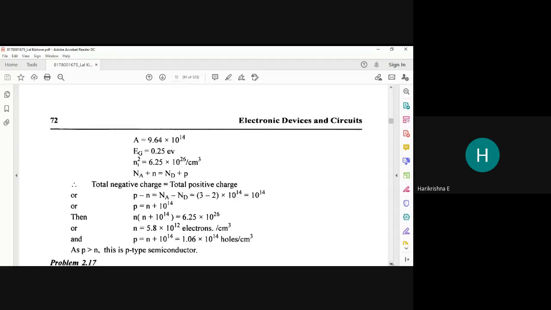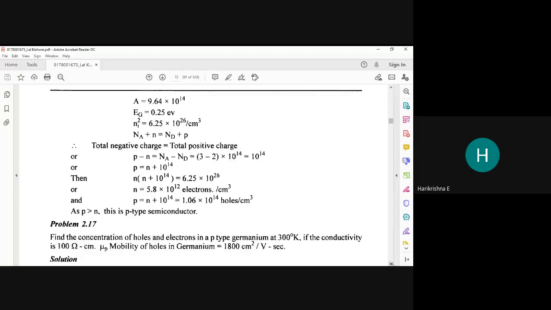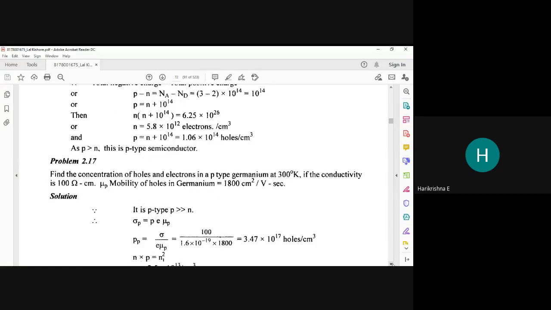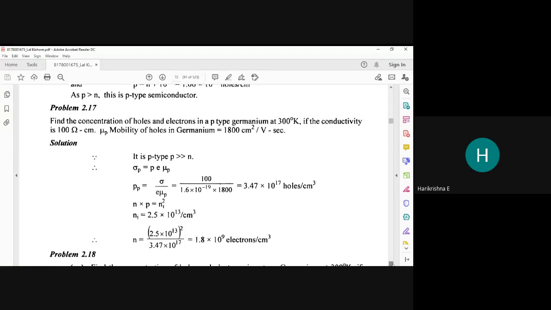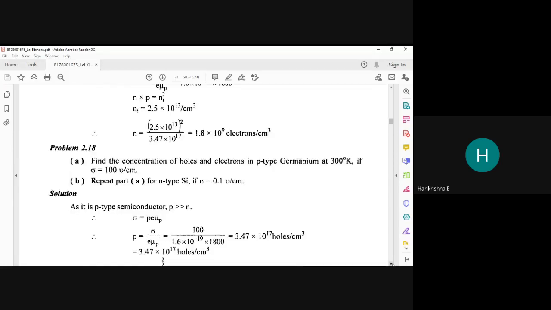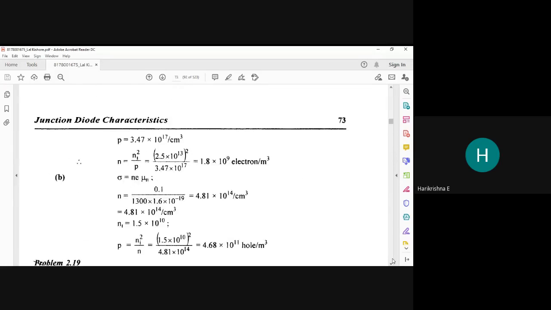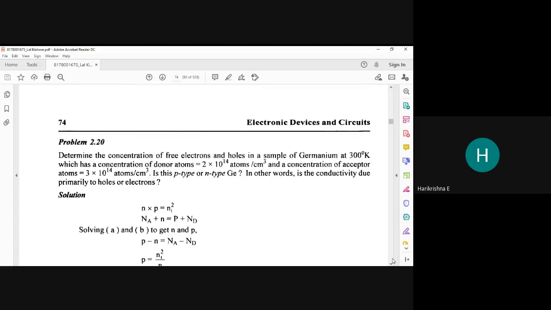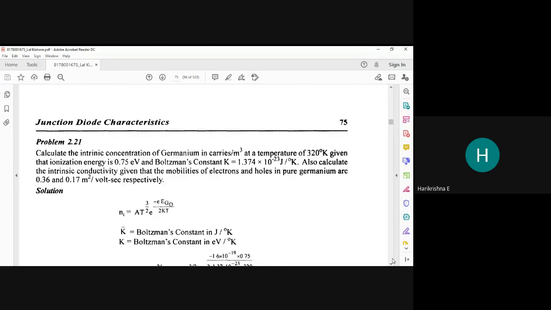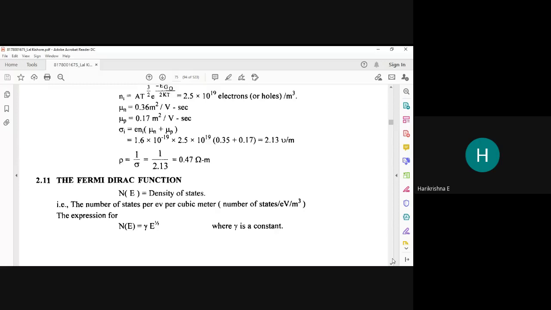Good number of solved problems are there. I will just give this material to you. After completion of this class, you can just solve all these problems. Good number of solved problems are there. So that is the conductivity of intrinsic and extrinsic semiconductor.